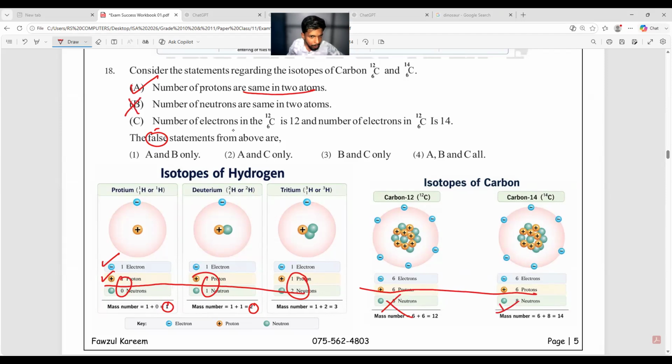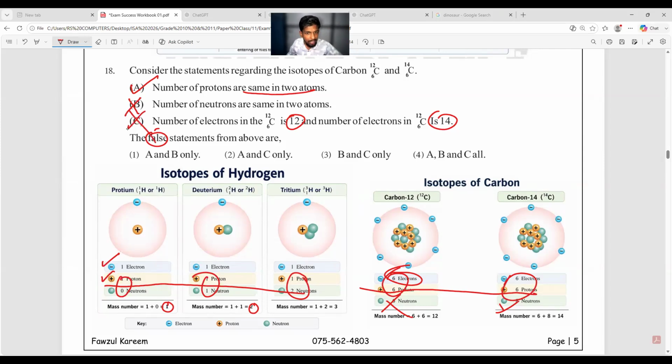See, the number of neutrons in carbon-12 is 6 and in carbon-14 it is 8. No, number of electrons, here look at the number of electrons, that is 6, because protons and electrons are the same, no? Protons and electrons are the same, no? So here the option number C, that is wrong.